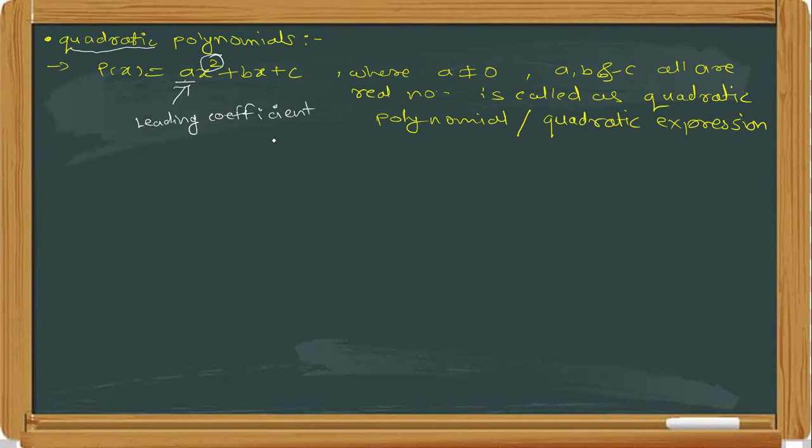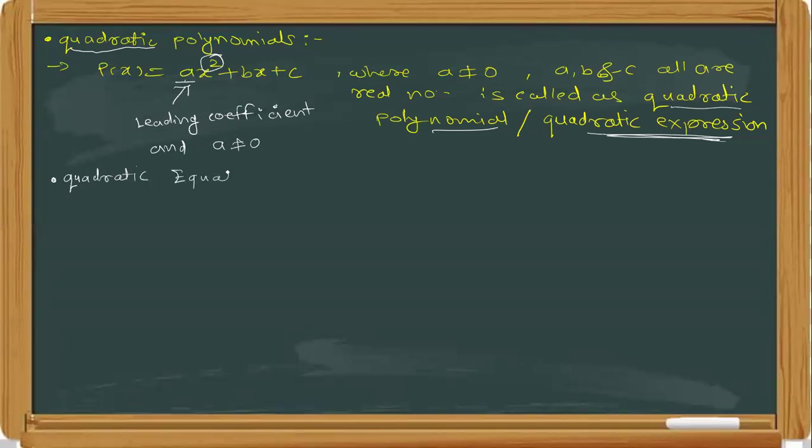Oh, okay. So this a is the leading coefficient and this leading coefficient should not be 0. Then it is called a quadratic polynomial. It is often called a quadratic expression.